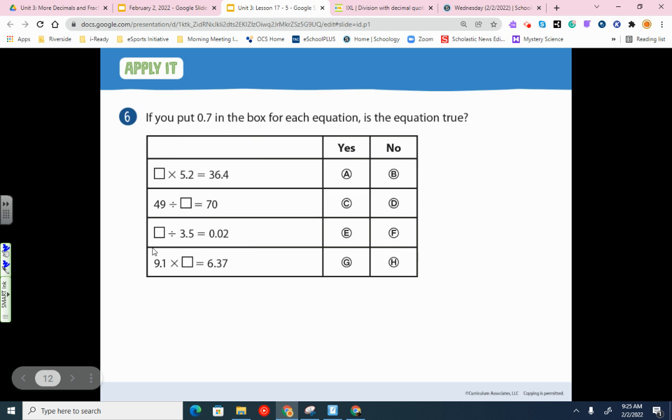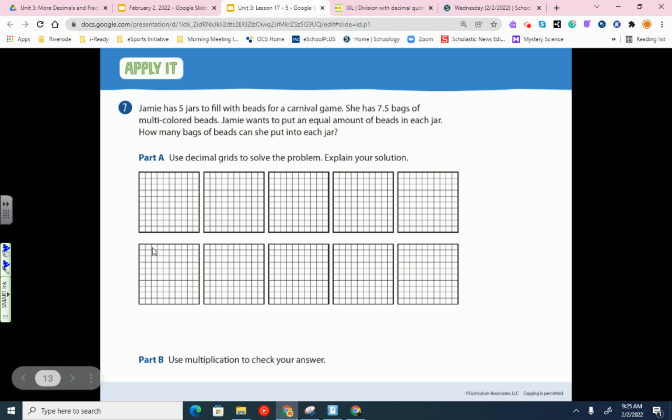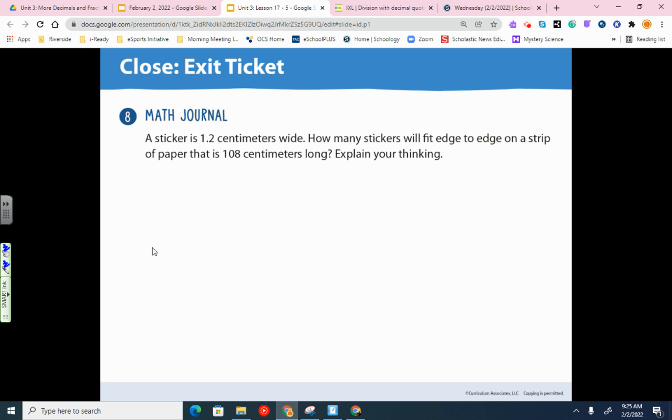We're going to skip 6 and 7. We didn't really talk about the decimal grids because I thought they were too confusing. But let's do this last problem. And split your work area into 2 spots. A sticker is 1 2/10 centimeters wide. How many stickers will fit edge to edge on a strip of paper that's 108 centimeters long? So let's set this up.